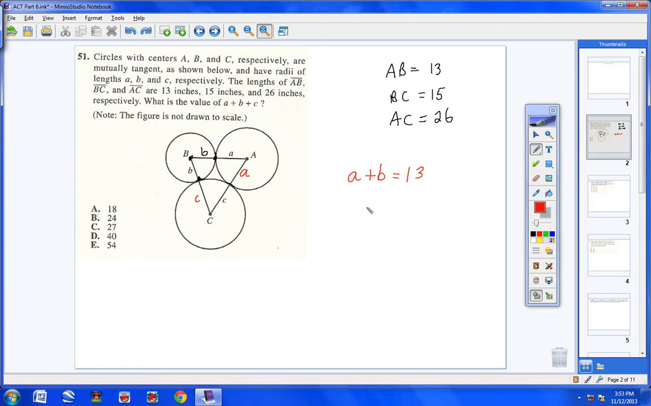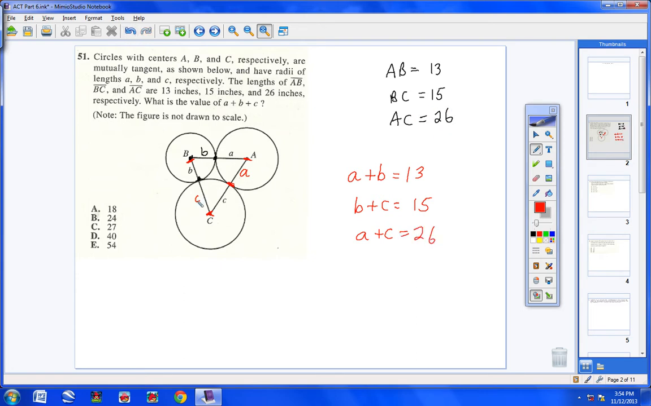Could I not also say, let's take a look at BC, from B all the way to C right here, that B plus C equals that whole length, which is 15? So I could say that little b plus little c equals 15. And then could I not also say that from here to here is C, and from here to here is A? So A plus C gives me the entire length of AC, and the entire length of AC is 26, so I can put a 26. See how I did that?